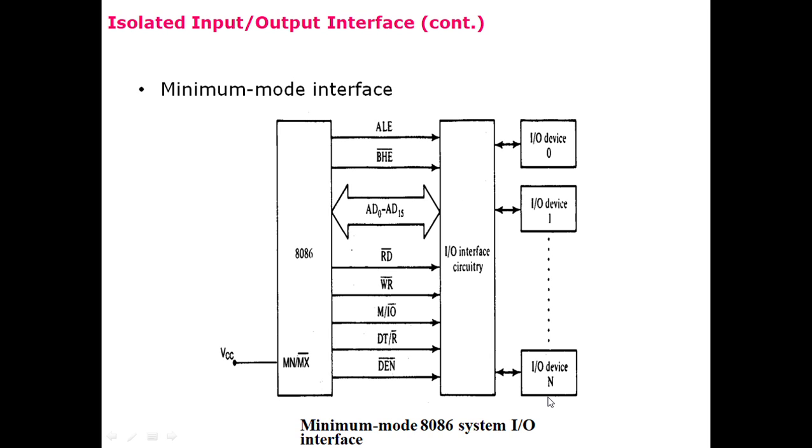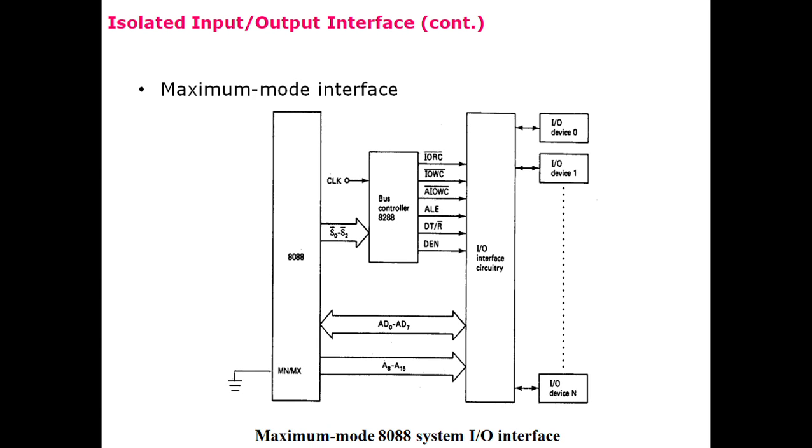A similar block diagram is shown here for the 8086 microprocessor, which is working in the minimum mode. Again, there is an input and output interface circuitry, and input and output devices are connected with this circuitry. From the microprocessor, a number of signals are coming to and from this circuitry. Here the multiplexed address and data bus is coming from the microprocessor to the circuitry, and there are other control signals as well. In case of the maximum mode, when the 8088 microprocessor is working in the maximum mode, the control signals are generated by the bus controller.